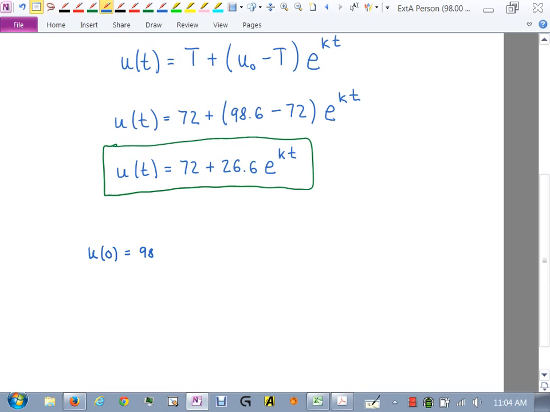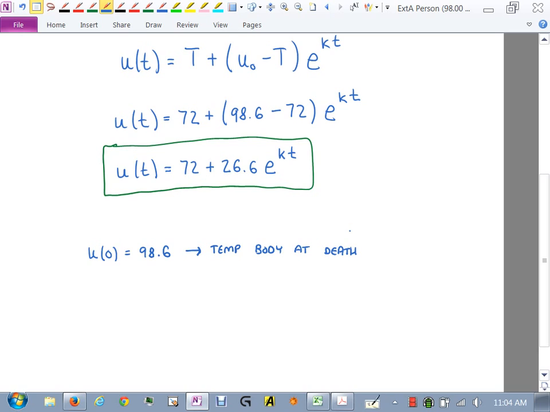So reminding you now, u of 0 gave you 98.6, right? And that was the temperature of the body at death, when they died. We walk into the room, we don't know how much time has gone by, do we? We don't know how much time has gone by since the person died. That's what we're trying to figure out, right? When did the person die?